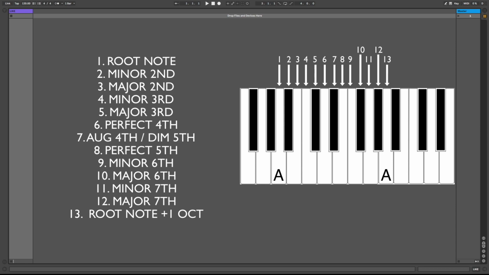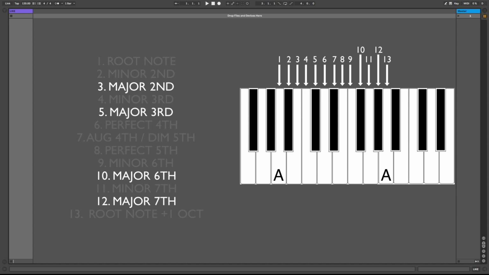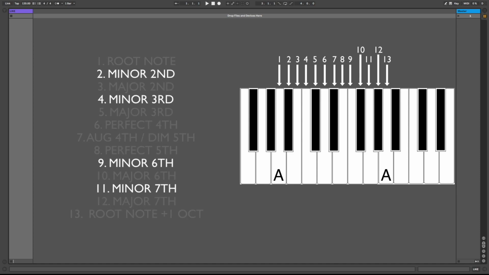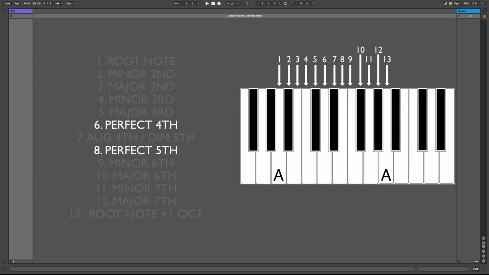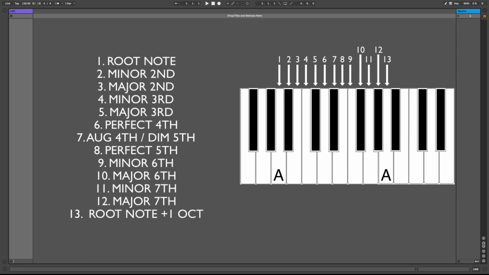Now, overall, you may have noticed that there are 4 major scale degrees, 4 minor scale degrees, 2 perfect scale degrees. However, I should mention that the octave is also known as a perfect scale degree, and so is the root note. So overall, there would be 4 perfect scale degrees and 1 augmented scale degree. This is going to be useful information for when we look at how diatonic scales, which are 7-note scales, are constructed. And this is because diatonic scales and every other scale is constructed by using scale degrees which exist within the chromatic scale.